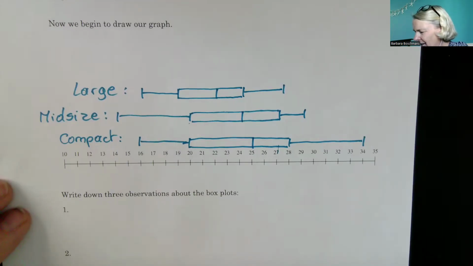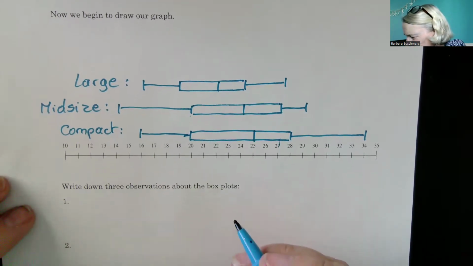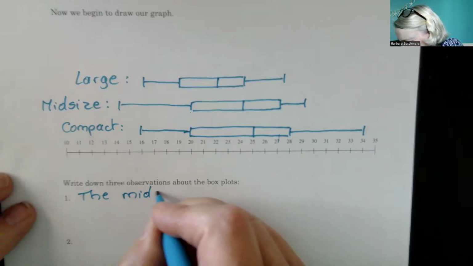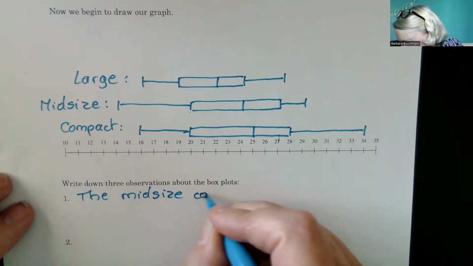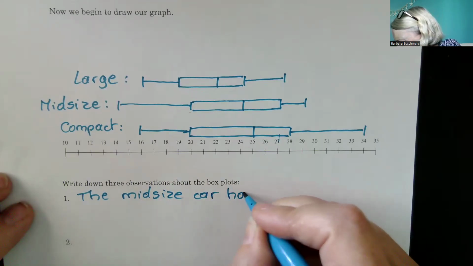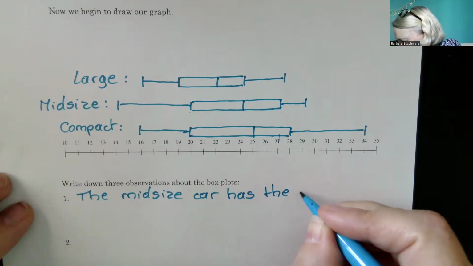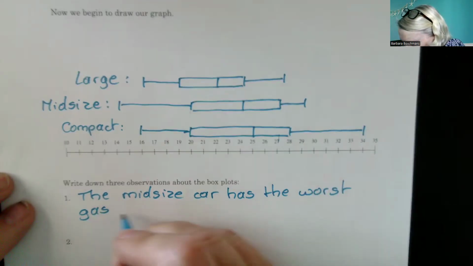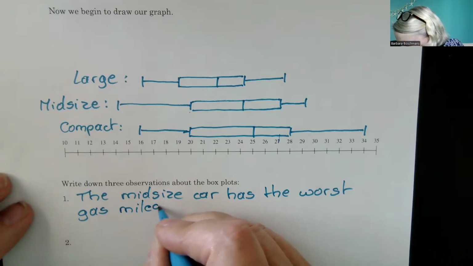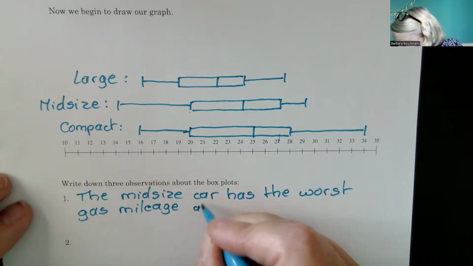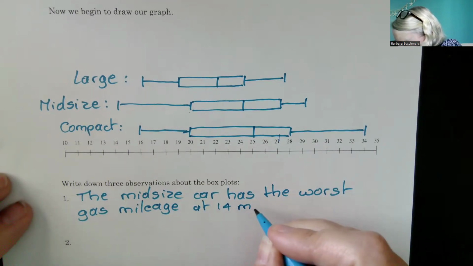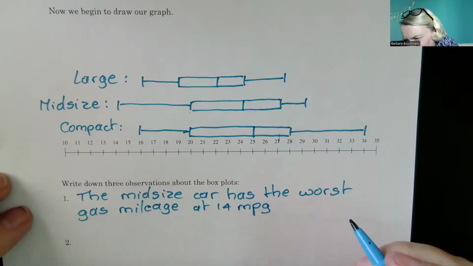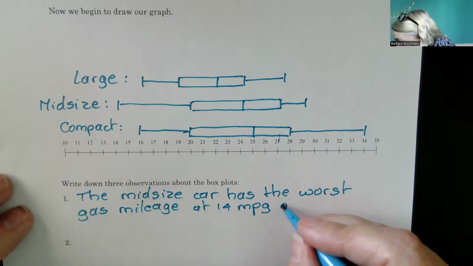I can write that down, that the mid-size car has the worst gas mileage at 14 miles per gallon out of all the cars.